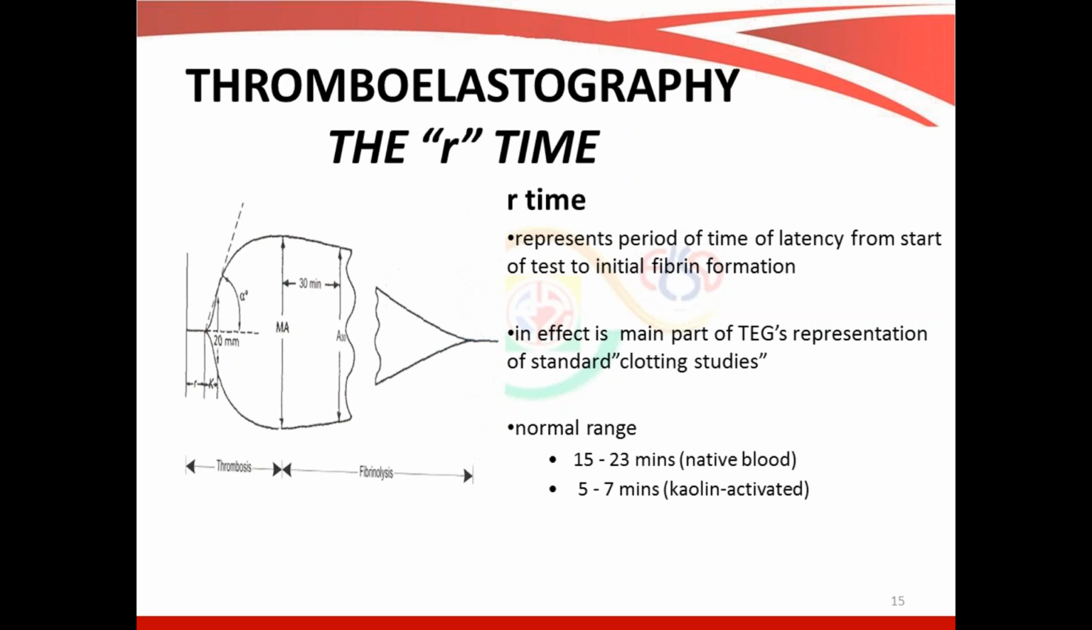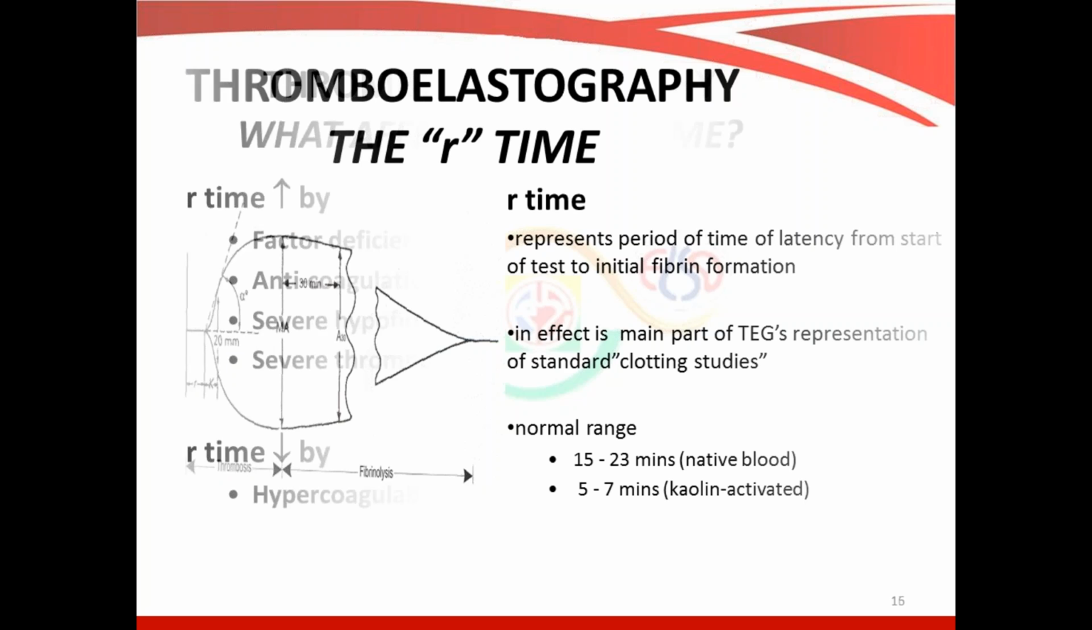So your cup, if it contains kaolin, within 5 to 7 minutes you get an R time reading. So that's our normal range, and 5 to 7 minutes is what the R time should normally be. So when does R time increase?